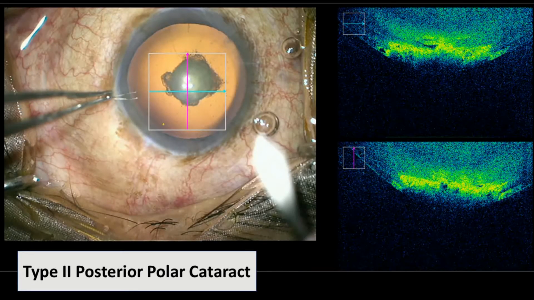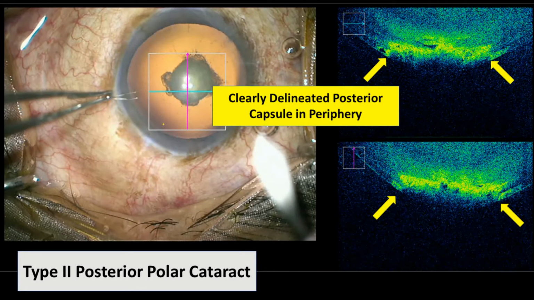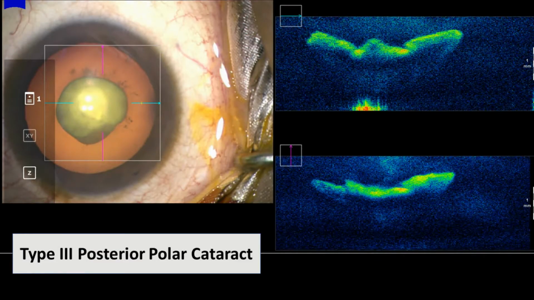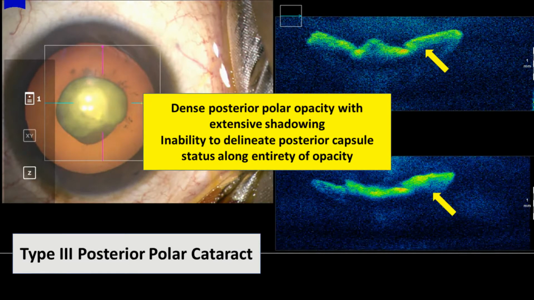Type 2 posterior polar cataract was characterized by an intact posterior capsule observed in the periphery of the opacity. The posterior capsule could not be clearly delineated in the entire posterior polar opacity, with the dense central region of opacity apparently adherent to the posterior capsule. Type 3 posterior polar cataract was characterized by dense posterior polar opacity with extensive shadowing and an inability to delineate the posterior capsule status in the entirety of the opacity.